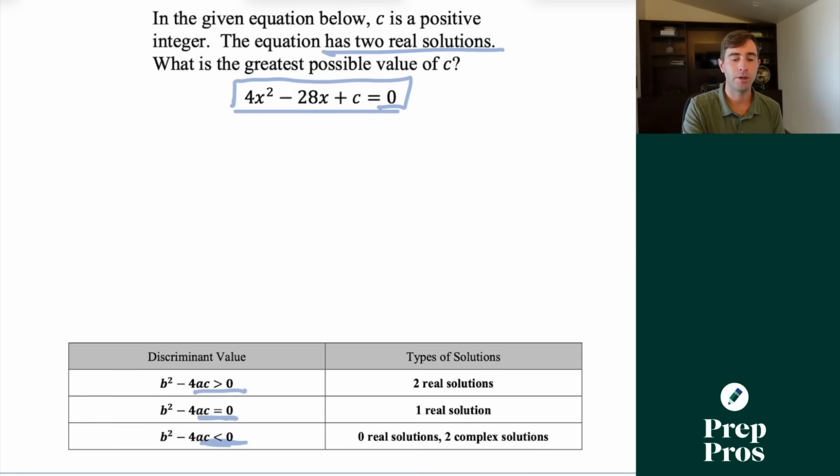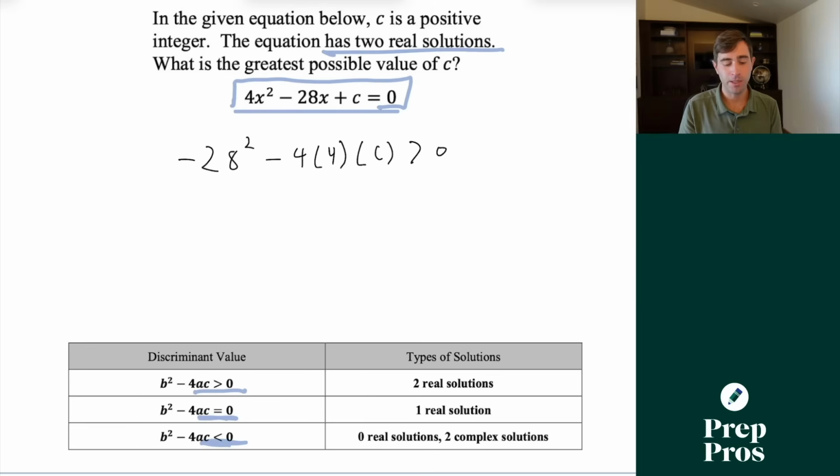So all we want to remember is it's ax squared plus bx plus c. So our a value is 4, our b value is negative 28, and our c value is just going to be c here. So all we're doing is negative 28 squared minus 4 times 4, 4a, times c, and we know this has to be greater than 0. So from here, we basically just start working through, and we get to punch this in our calculator and solve out the inequality. So when we do this, we will get 784 minus 16c is greater than 0.